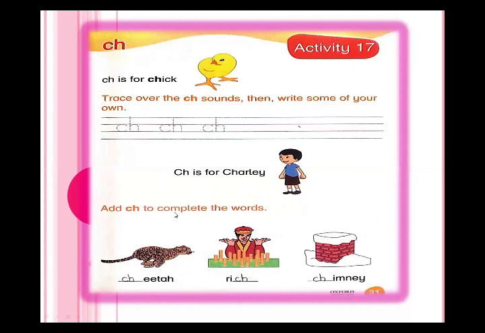Here you also have to put cha sound in the given pictures. Okay, cha sound, cheetah. Cha for cheetah. You have to put cha sound before the cheetah. Okay, here is a king. He has a lot of money. He is rich. Okay, ri. You have to put cha sound in the word. Okay, it is a chimney. What is it? It is chimney. You have to put the cha sound.